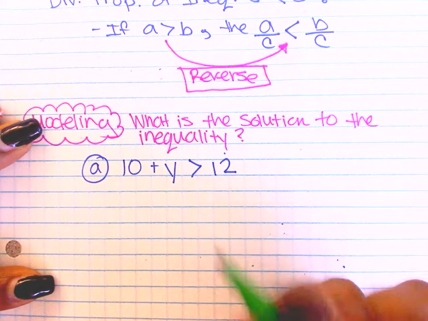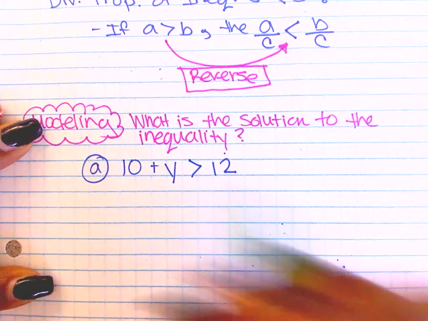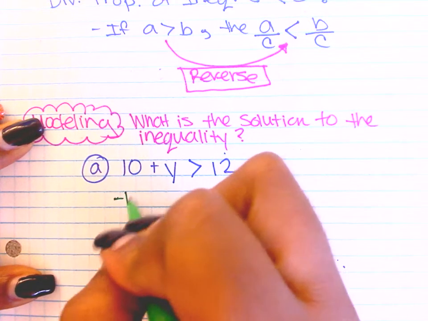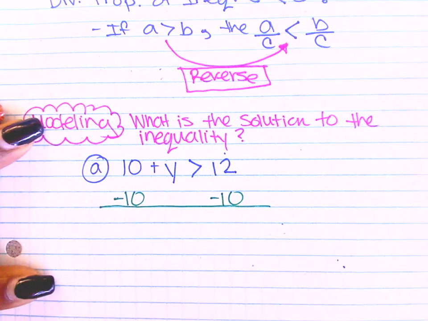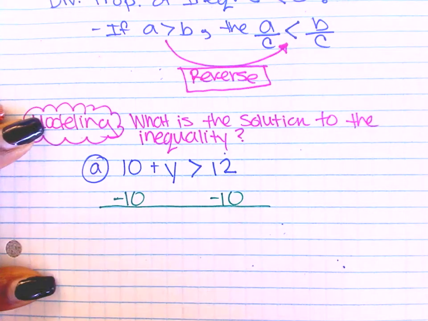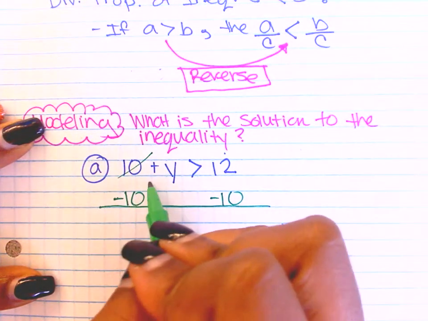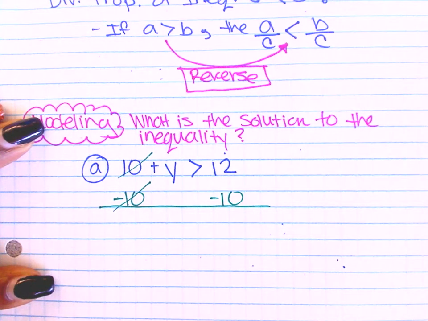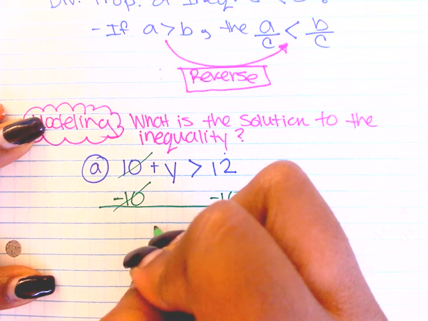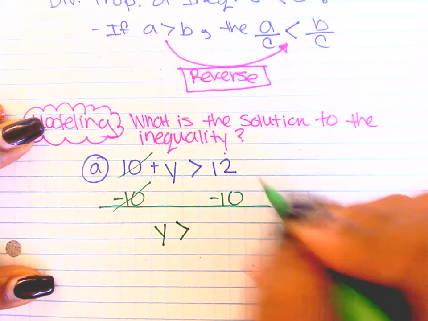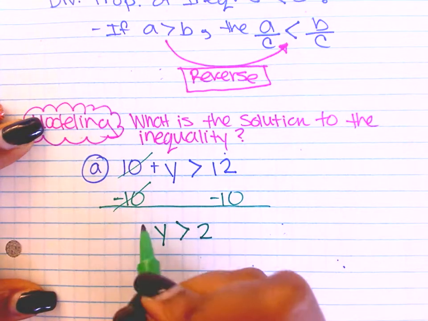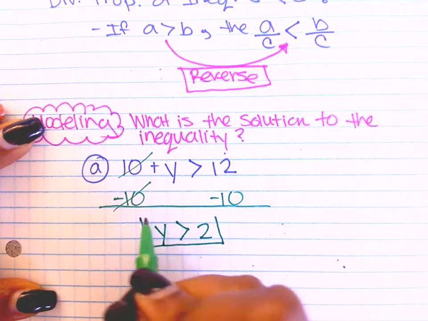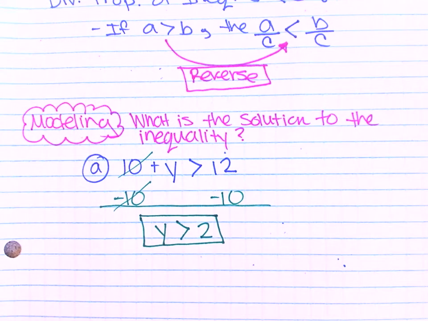Okay? So just like algebra, I'm going to think to myself, okay, I need to get y by itself. So in order to do that, I'm going to subtract 10 from both sides and draw my line just like we do when we do algebra. Now my 10s, positive and negative, cancel each other out. So my y is going to be greater than 12 minus 10, which is 2. And that's my answer. Just like it was an equal sign.